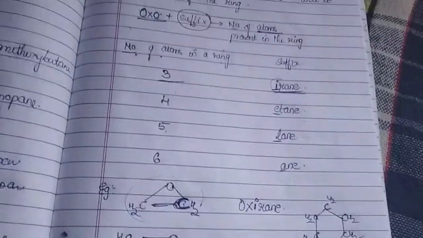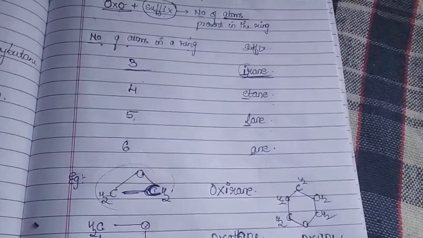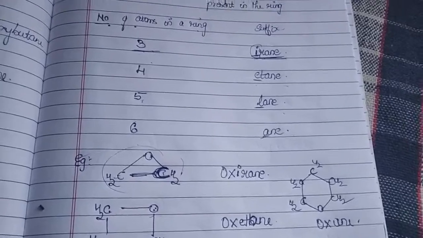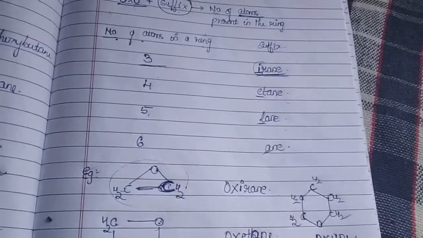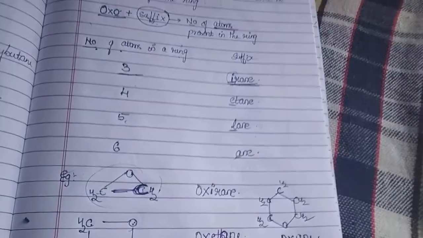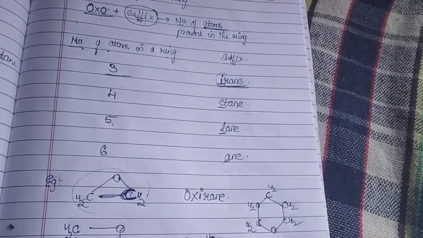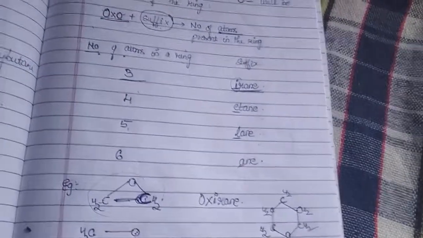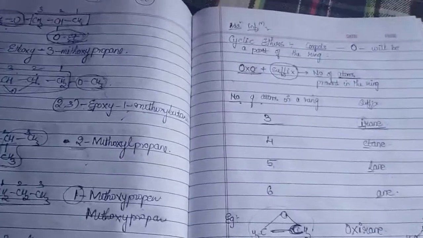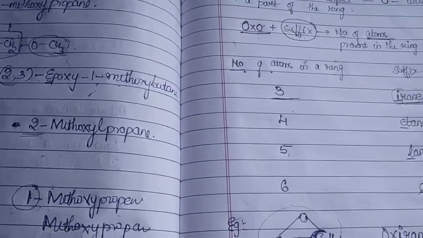Okay, it's additional information. If you think it is needed, you can make a note of it. Very much important concept, but according to your PU syllabus, it is not included in your syllabus. But for your competitive exams, they can ask. Is that clear? Okay. So in today's video, we have seen about the ethers.